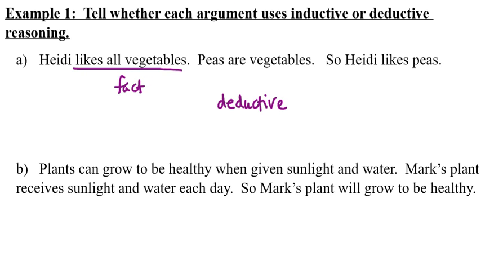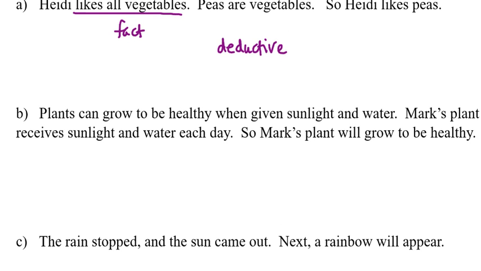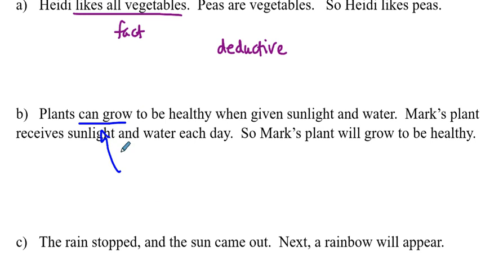Let's compare that with another one here. Plants can grow to be healthy when given sunlight and water. Mark's plant receives sunlight and water each day, so Mark's plant will grow to be healthy. Okay, notice here it says plants can grow to be healthy when they're given sunlight and water. Okay, so we've noticed over the course of our life, right? If I water a plant and I give it sunlight, more than likely it turns out to be healthy, right? We've noticed some type of pattern. Okay, this would be an example of a pattern.